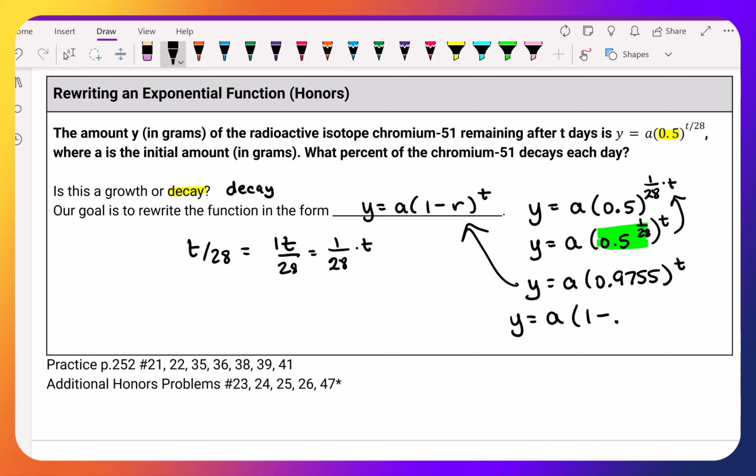And you wind up with 0.0245. The reason why we do that is because we are answering the question, what percent decays each day? We couldn't really tell that before. Now I can because I'm looking directly at that rate. So the rate in percent form would be 2.45%.